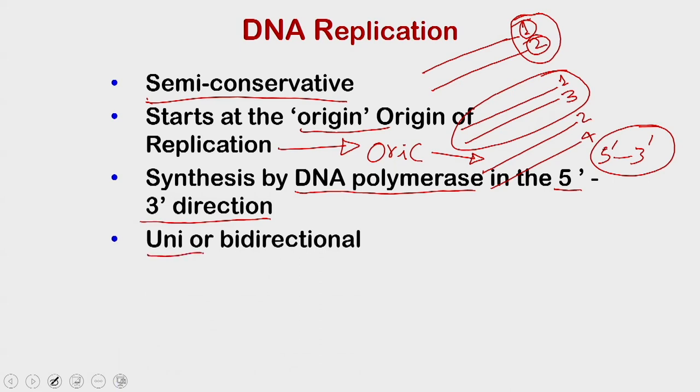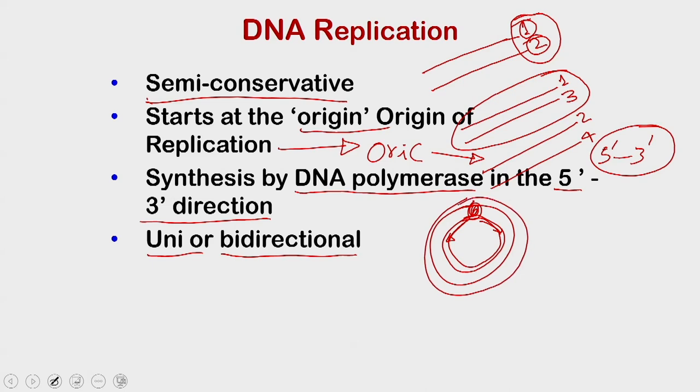DNA synthesis or DNA replication could be unidirectional or bidirectional. It depends on the type of template you have. If it is a circular DNA, for example in the prokaryotic system, you are going to have the origin of replication in the center. One DNA polymerase will move in this direction, the other polymerase will move in the other direction, and that's how they synthesize new strands, one for the inner and the other for the outer one. That is bidirectional DNA replication.